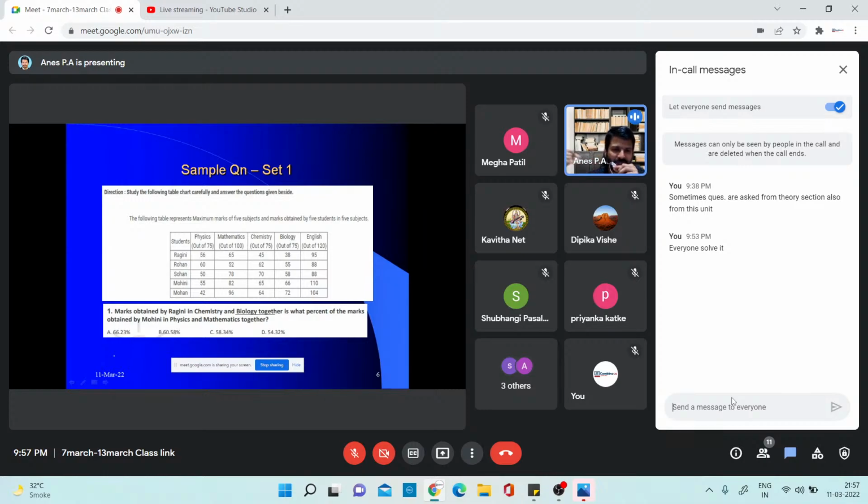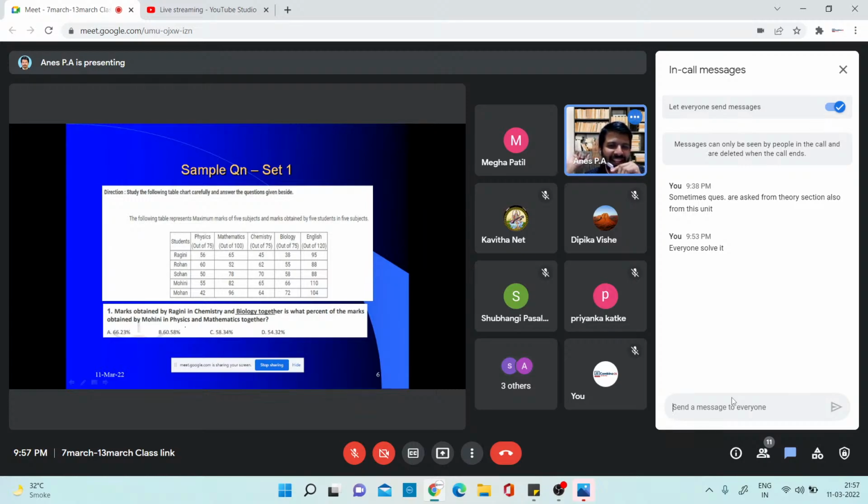You can use approximation, there is not a proper percentage given here. So you just go to the approximate value. So first, we can do. Anybody doing? Sir, do we need to calculate the percentage for Ragini and Mohini and then sum them up? Actually, the first step is we need to find the chemistry and biology mark sum of Ragini.